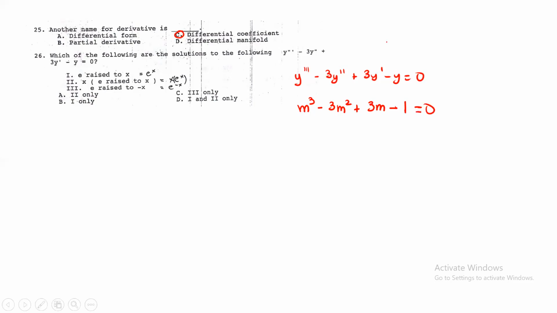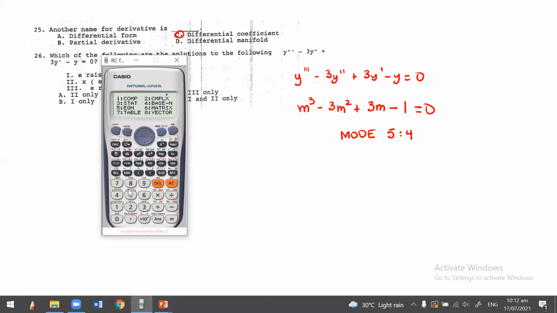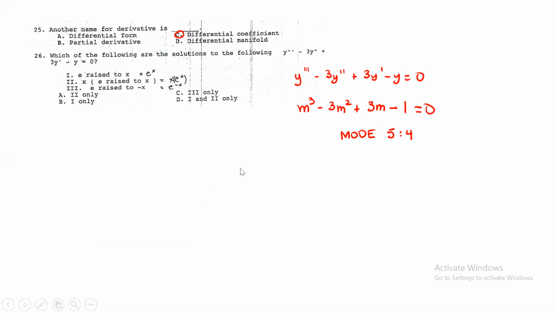Then we use mode 5, 4 on the calculator. So, mode 5, 4. We type 1, negative 3, 3, and negative 1. So, all three roots of m are equal to 1.